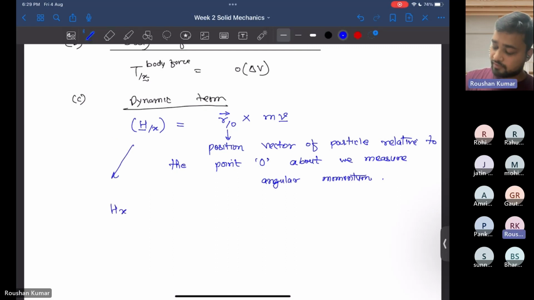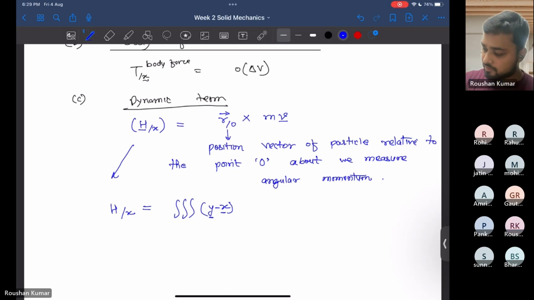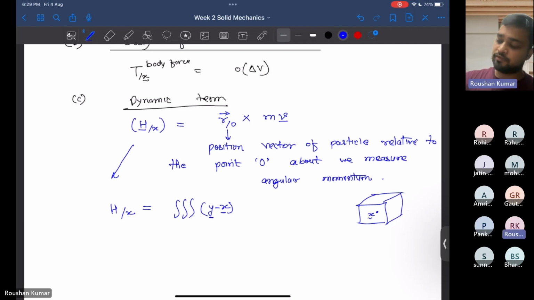Here h of x, that means angular momentum about point x, can also be written as an integral over volume, and y minus x denotes the position vector about any point x. Suppose here we have a volume element, and this is the position vector x about point O. If we want to know the angular momentum about point O at that point, that is y, the position vector is given by y minus x, cross dm, that is the mass element, into v of y, that is the velocity at y about point O.